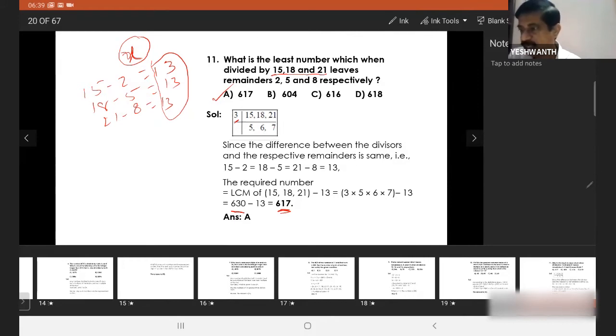So this is the number which should be subtracted from the LCM of all the three numbers, that is 15, 18, 21, the divisors. And from that LCM, you subtract this 13, this common difference. So that is the method for this type of problem. Please note this, and make it a priority in learning for this type of problem. So let's move to the next question.